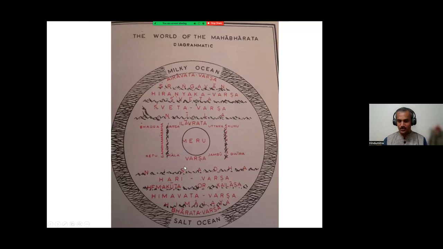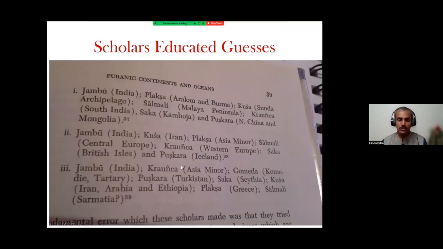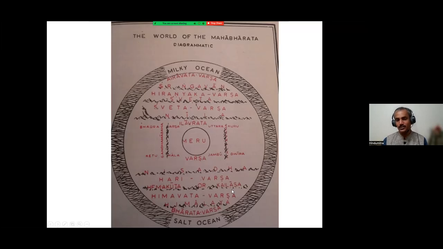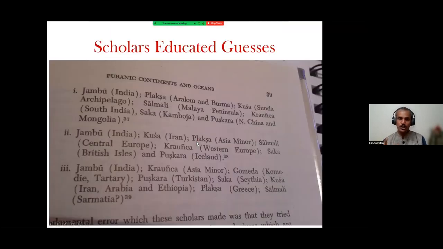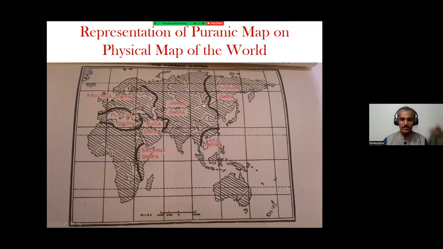These names do exist. So the scholars thought, are they just hypothetical names, or does a real geography exist in it? So there were some educated guesses, and they made educated guesses like this. So this portion is Jambudvipa, this is Gaurishankar, this is Plaksha, this is Kusha, and this is Salmali Dvipa, and this is Saka Dvipa, and this is Pushkara Dvipa. And these are the educated guesses.